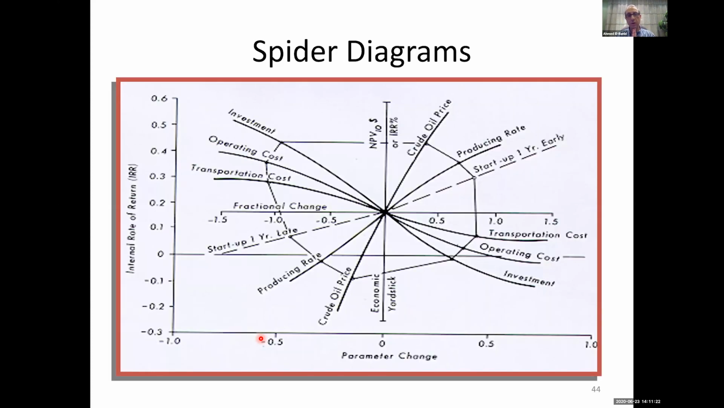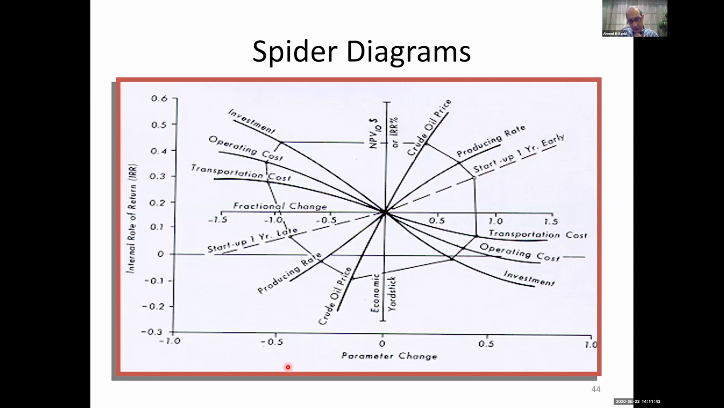This is an example on spider diagrams. You have here some output on the y-axis. The output happens to be rate of return. It could be also net present value. This is the value of the most likely scenario. So the rate of return here is probably 18%.